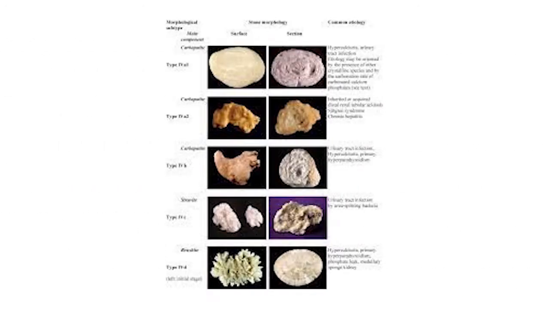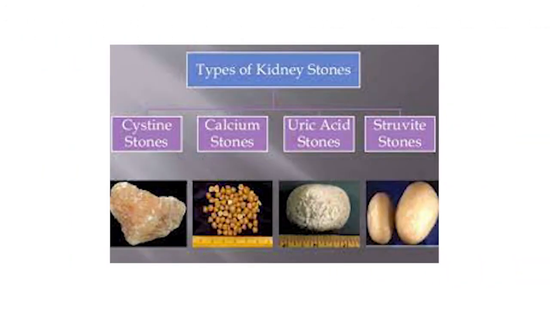Dear students, here is the image on your screen. You can clearly see there are various types of stones like calcium oxalate, xanthine, indigo. All types of the stones are seen on your screen. Now these are the types of kidney stones. Cystine stones are clearly seen, calcium stones, uric acid stones and struvite stones.